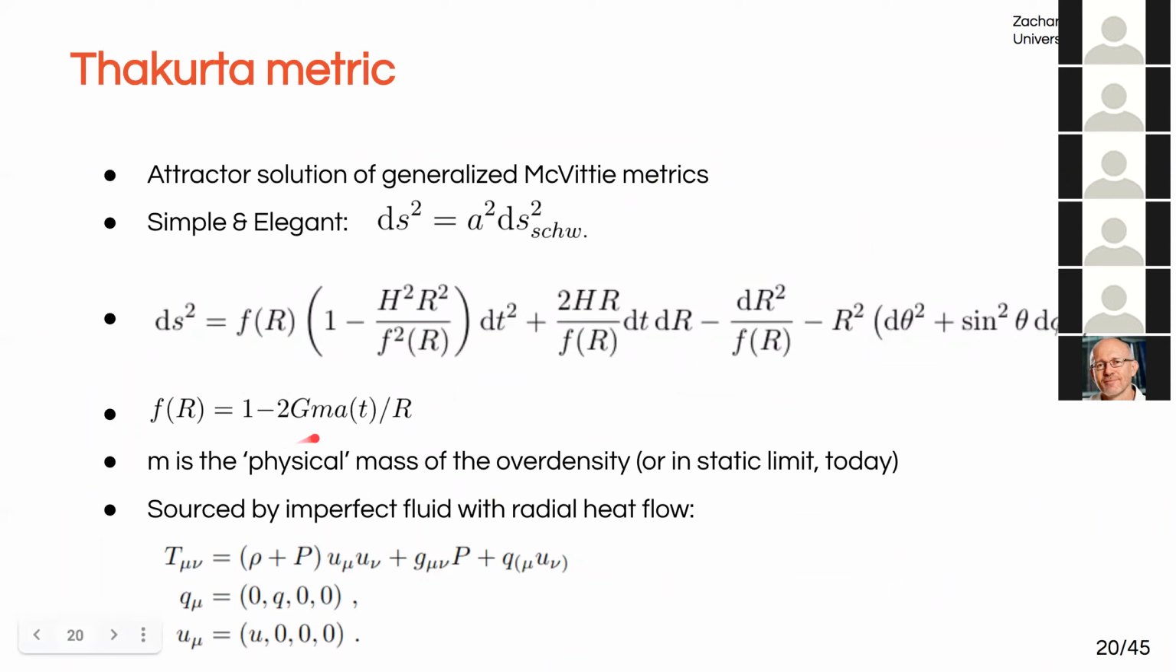And in this case, this M here, this parameter, we interpret as the physical mass of the overdensity that formed this black hole, or you could also think of it as the mass in the static limit as measured today.